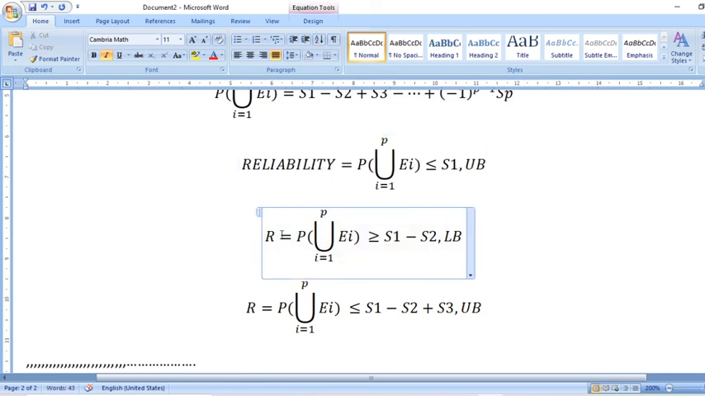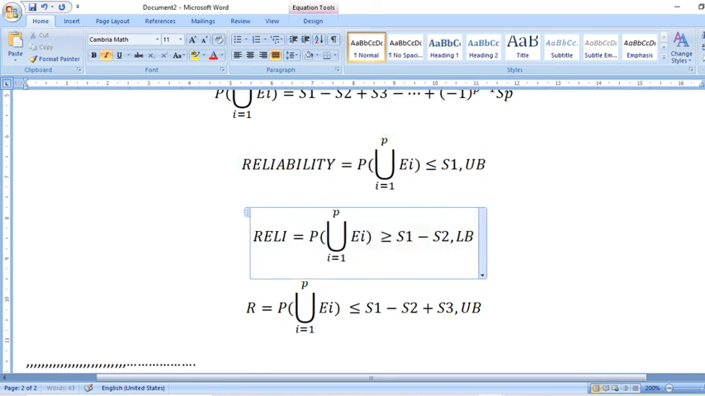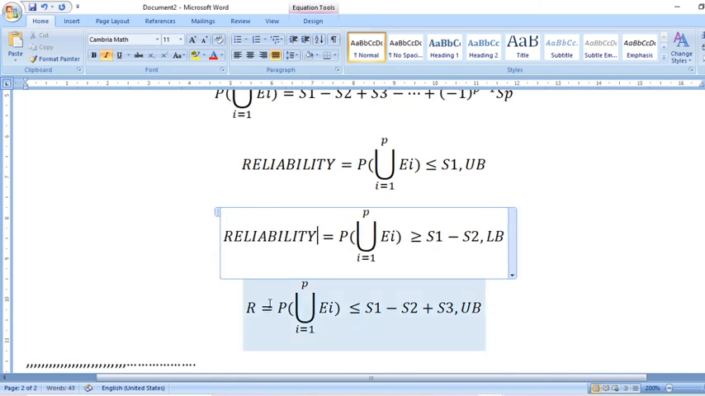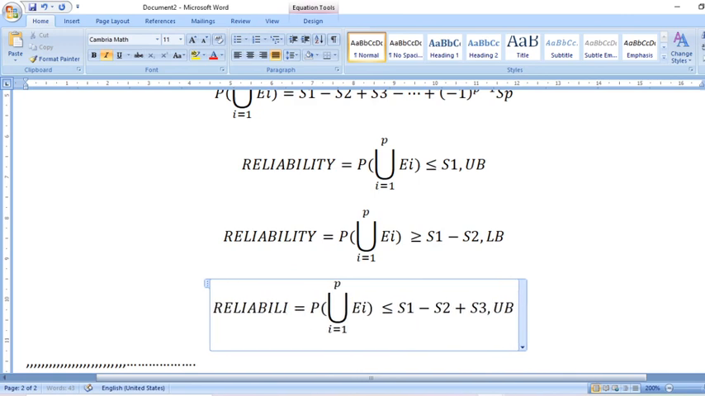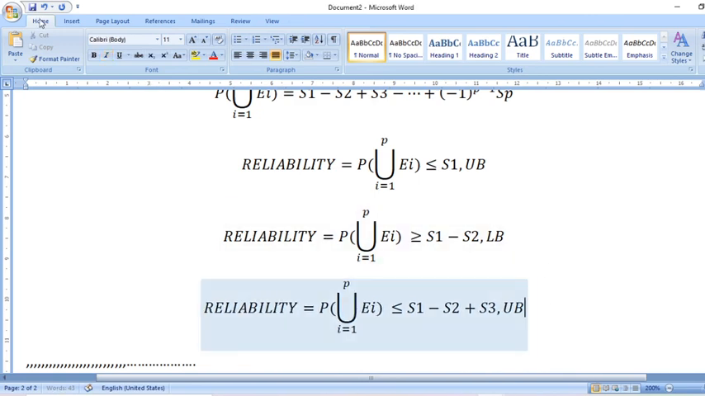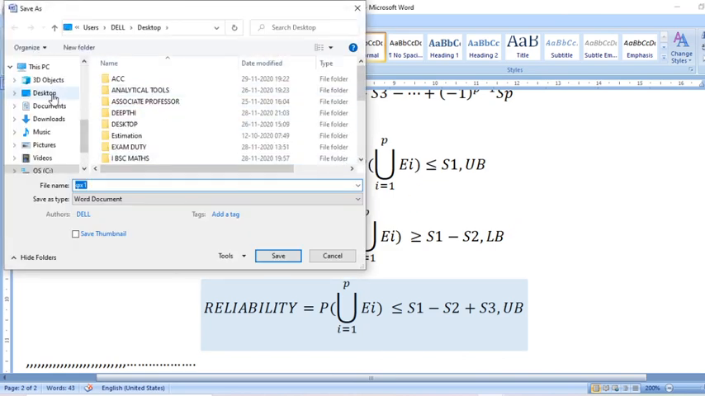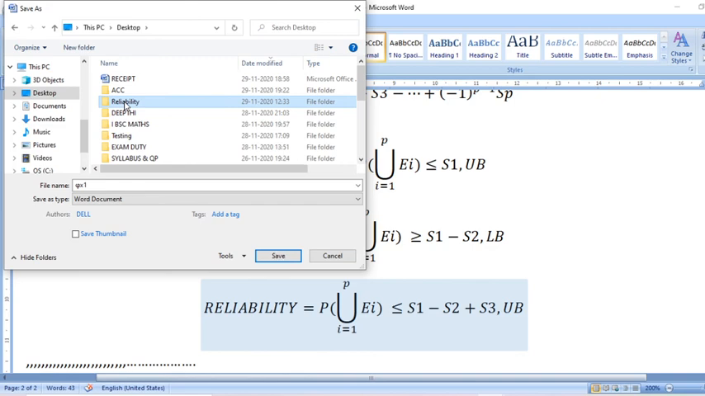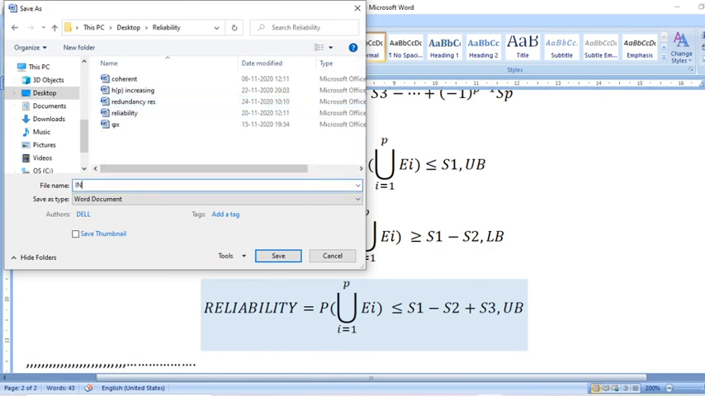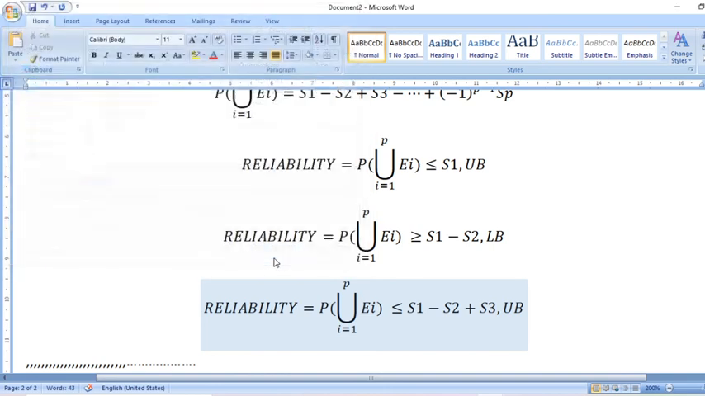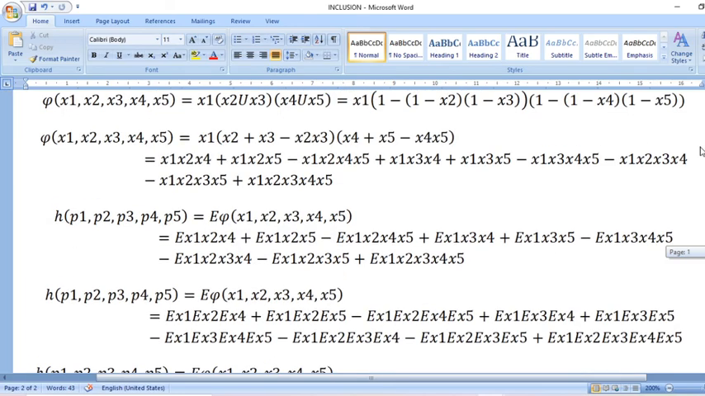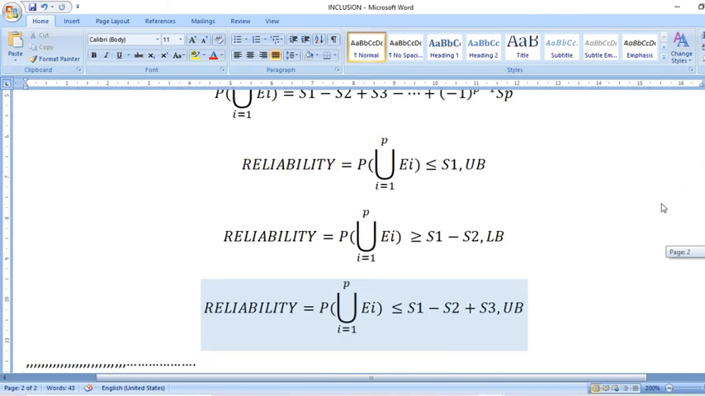This is reliability. So we obtain lower bound and upper bound for the reliability. This is known as the inclusion and exclusion method for finding bounds for the reliability. Okay, I think you got the idea of construction of this inclusion exclusion method.